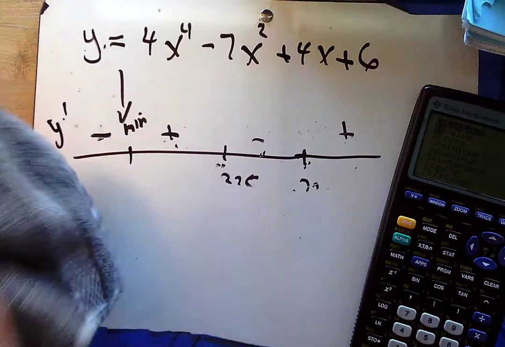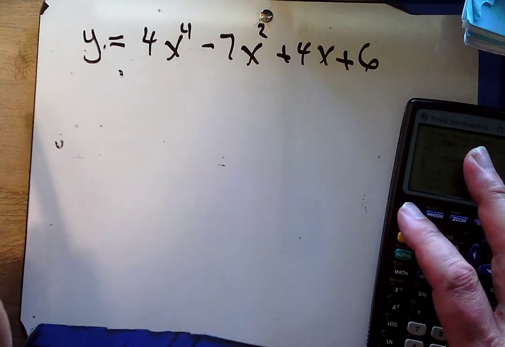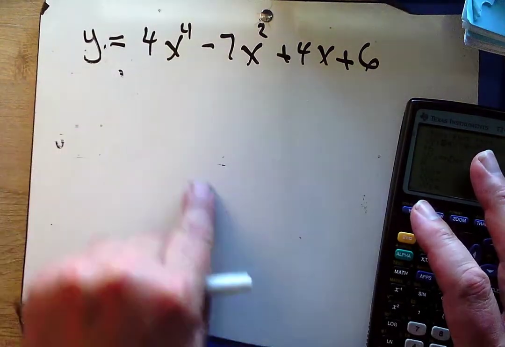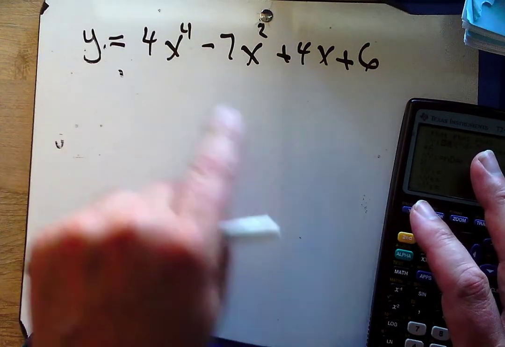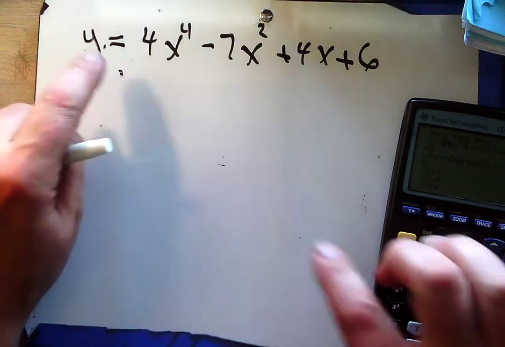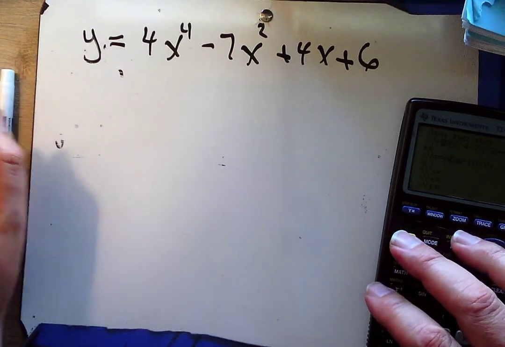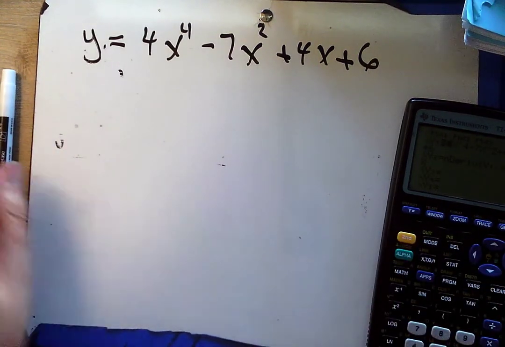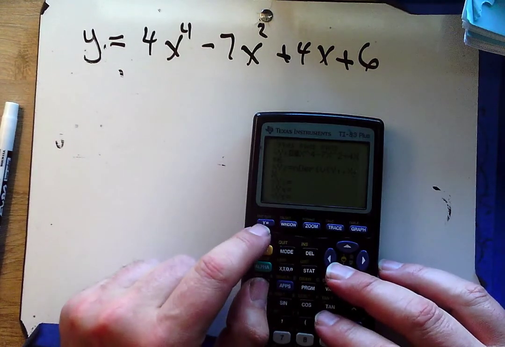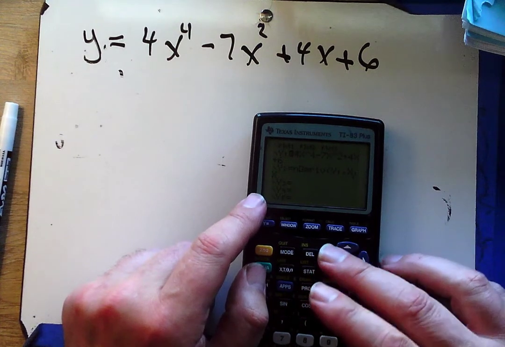So I think I need to appeal to y double prime. I guess I could always think about when y prime goes from increasing to decreasing, or when y prime goes from decreasing to increasing. Those would be places where y double prime, the slope of y prime, would equal 0. But I didn't do that. So instead, what I'm going to do is come back to y equals here. I'm going to have that turned off.